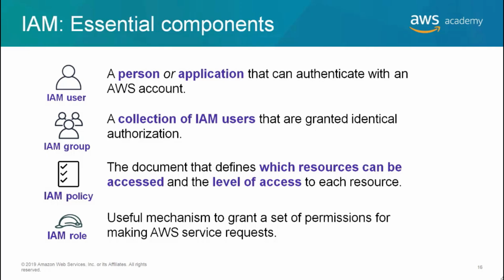And this IAM policy is the one which really defines which resources can be accessed and the level of access for each resource. So these policies are quite important. Normally these policies are written in JSON and they're scripted. And the fourth category is the IAM role. A role is always a temporary administration privilege given to one user or a couple of users to access, or to get a set of permissions, for making some sort of AWS service request. So these are the essential components of IAM.